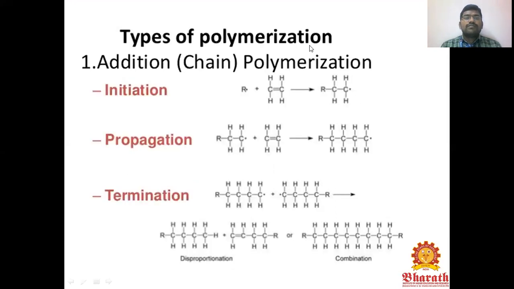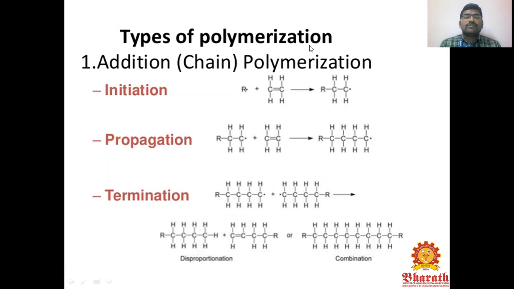Next are the types of polymerization. First is addition chain polymerization. The first step is initiation, where you create a free radical reaction. In the free radical reaction, you take the monomer ethylene, CH2=CH2, and form a radical. The radical attaches to the ethylene monomer, forming propagation. That propagation attaches to another monomer. In this way, propagation continues.